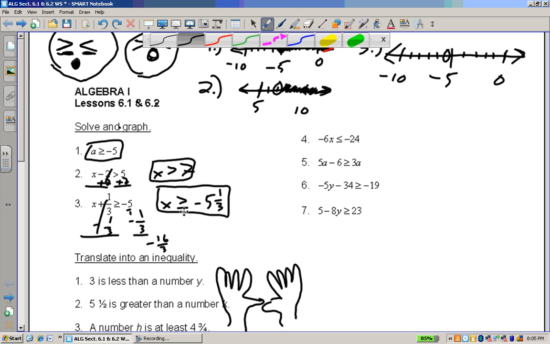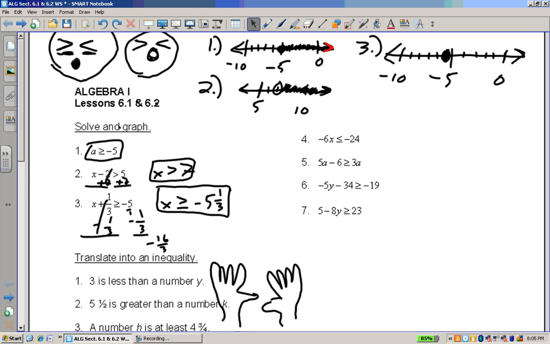X is greater than or equal to negative 5 and 1/3. Now, is it a closed or open? It's the old man. He's got the wrinkle here. So it's a closed dot because the old man knows how to keep his mouth shut. Which way are we going to graph? Well, that doesn't work. This does. So it's the right hand because it's greater than. Remember, X has to be on the left for this trick to work. But right hand matches, we're going to go to the right.